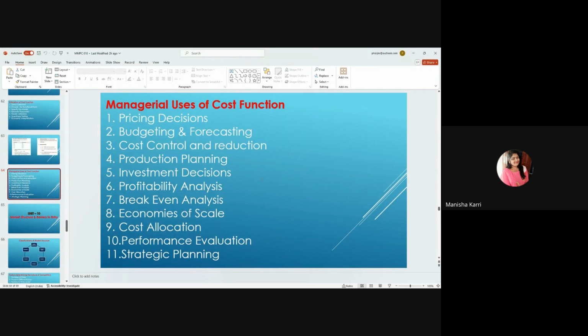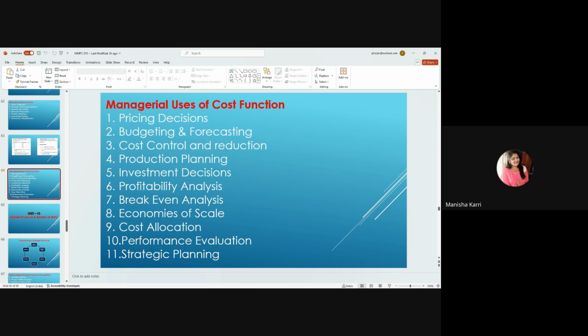Second one is budgeting and forecasting. Here, generally the managers use the cost function to project future costs based on the expected levels of production. This helps in creating accurate budgets and financial forecasts. Later, cost control and reduction. By identifying the components of the cost function, managers can pinpoint areas where cost savings can be achieved. These may involve negotiating better rates for inputs or optimizing production also.